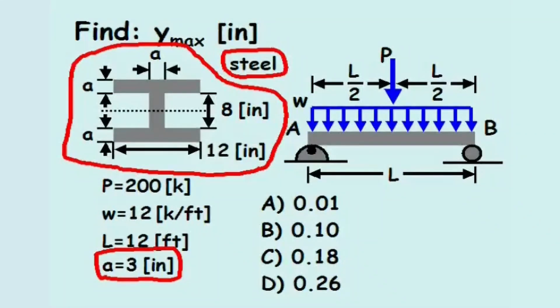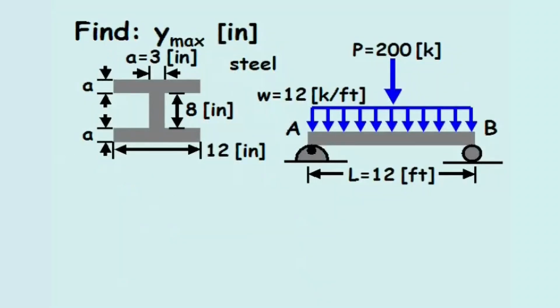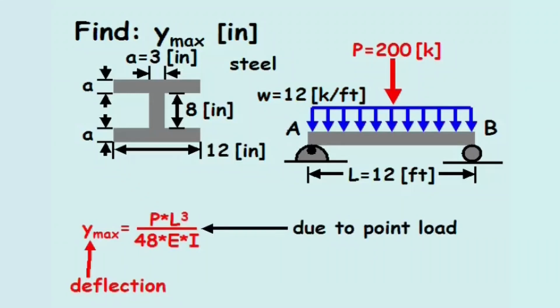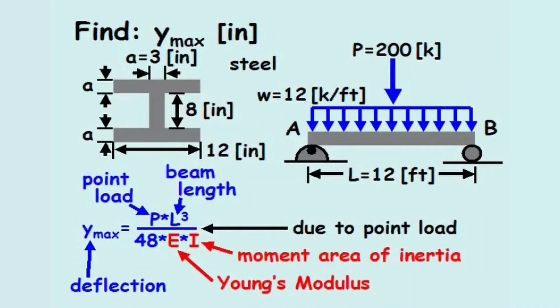The maximum deflection of a simply supported beam occurs at mid-span if the point load is at mid-span and the continuous loading is centered along the beam's length. The maximum deflection in the beam caused by the point load equals the point load, P, times the length of the beam, L, cubed, divided by the quantity 48 times the Young's modulus, E, times the area moment of inertia, I.